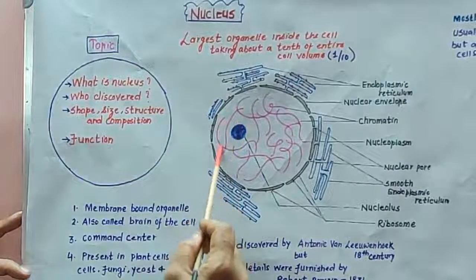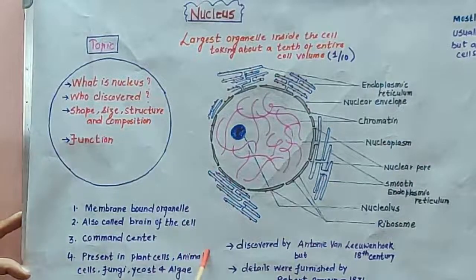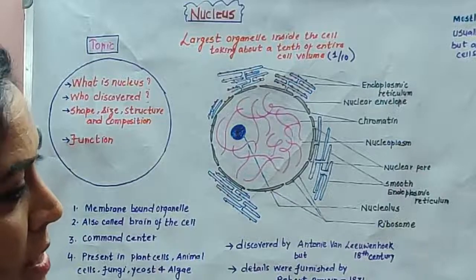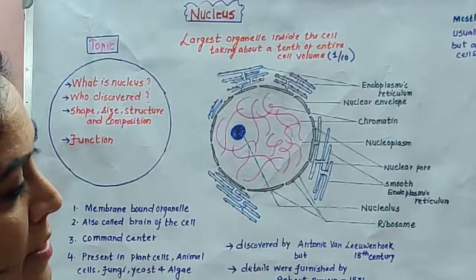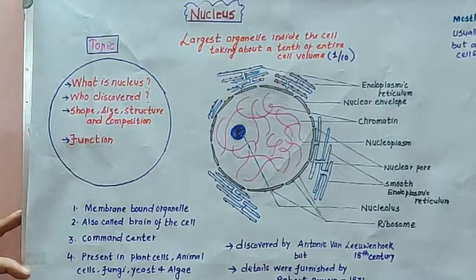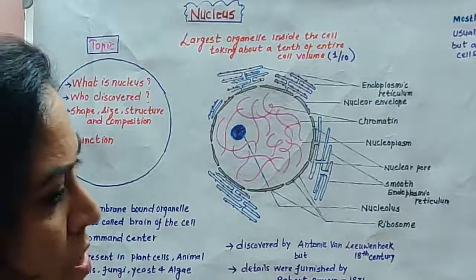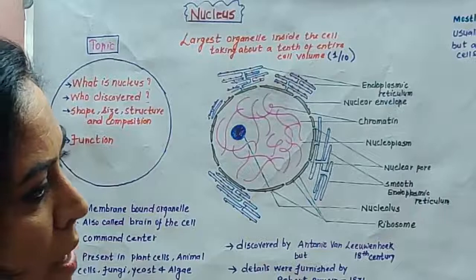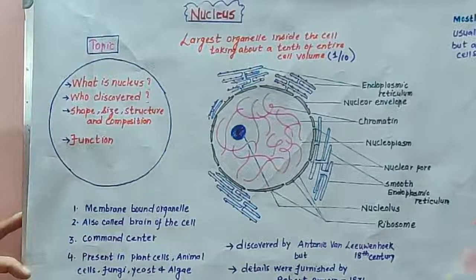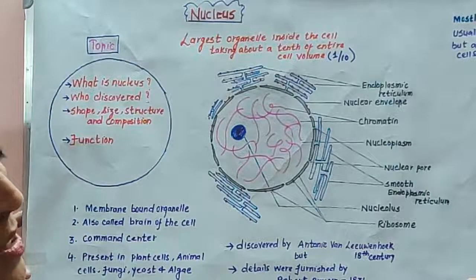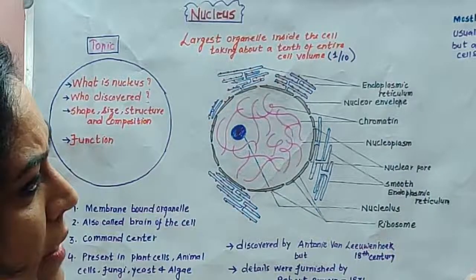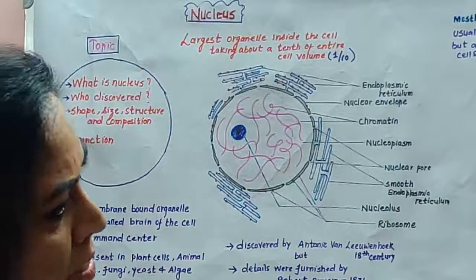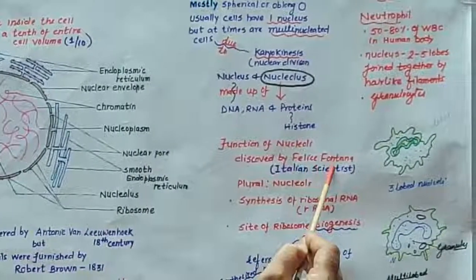Come to the nucleolus part. Now this nucleolus part is very important as it is a site of protein synthesis, because it synthesizes ribosomes by the process of biogenesis. The synthesis of ribosomes is called ribosome biogenesis, and it is the site of synthesis of ribosomal RNA, and it was discovered by an Italian scientist. The name of the Italian scientist was Fontana.